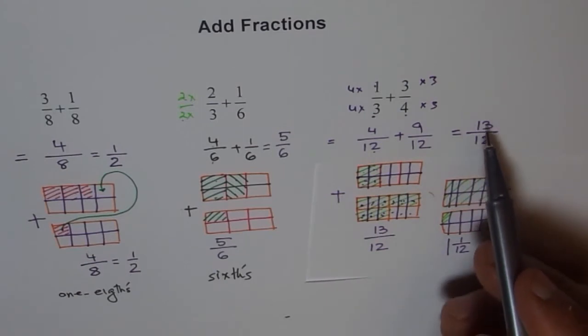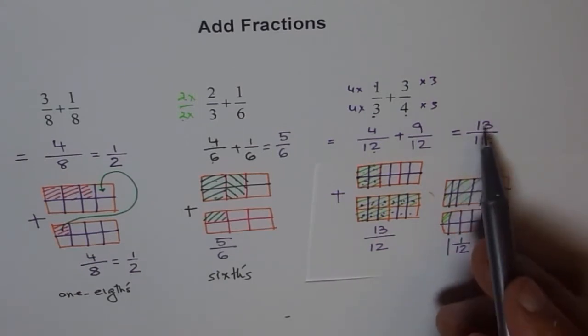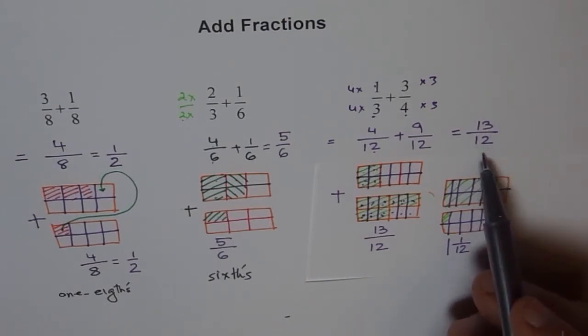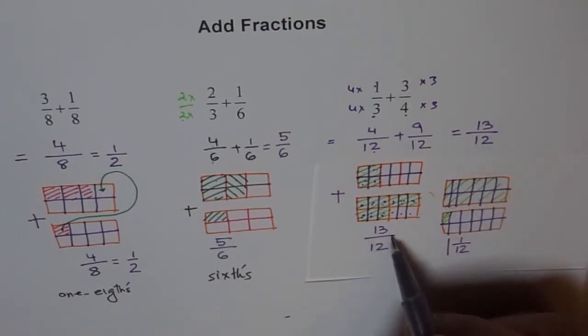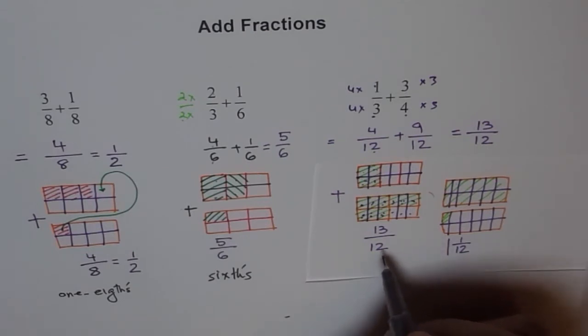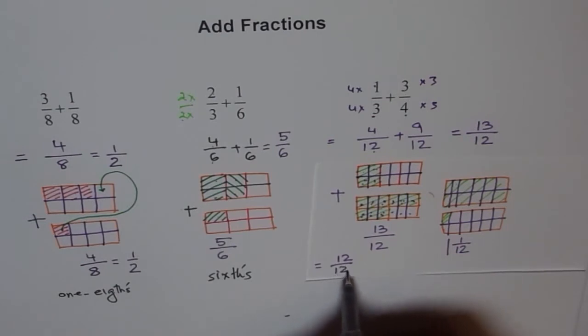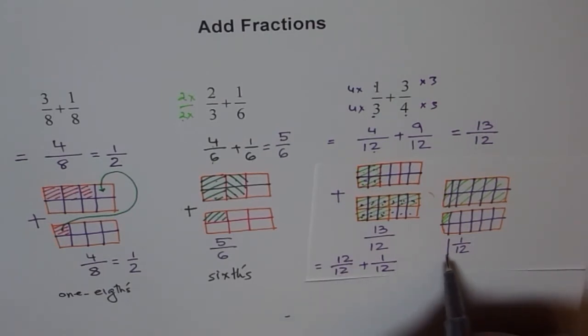So that is the meaning of 13 over 12. Do you get it? 13 over 12 means 12 over 12 plus 1 over 12. Do you understand? What is 13 over 12? 13 over 12 means 12 over 12 plus 1 over 12. Okay? So I could write this as equal to 12 over 12 plus 1 over 12. So 12 over 12 is 1 whole. Do you see that 1 whole? And then 1 out of 12. That is what it means.